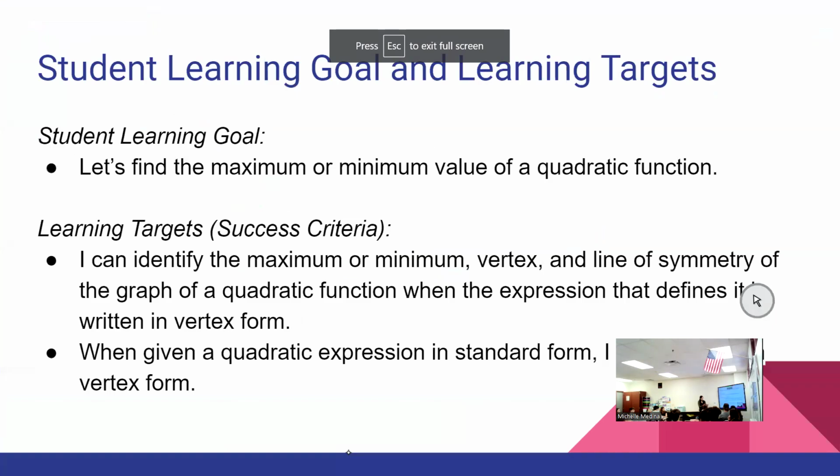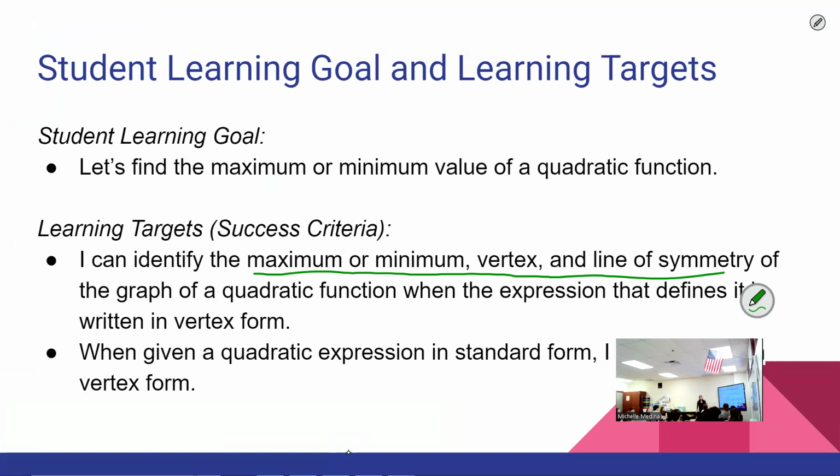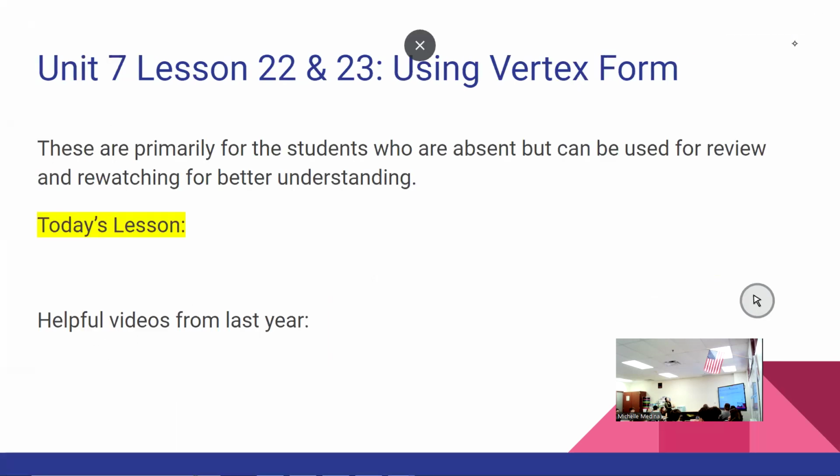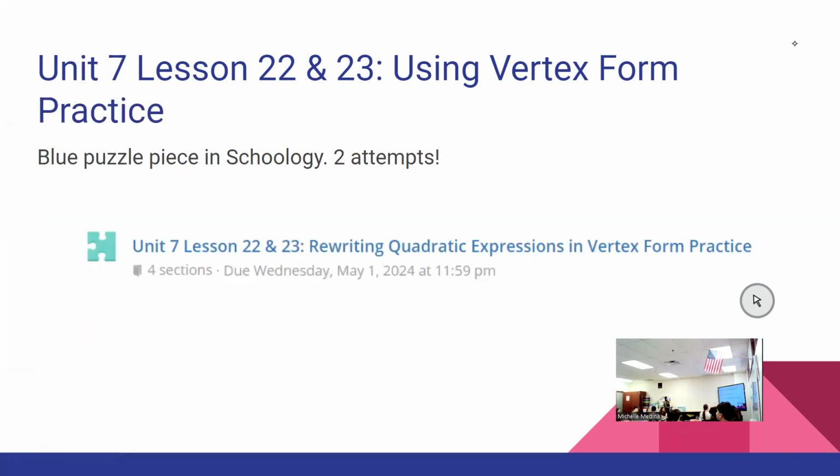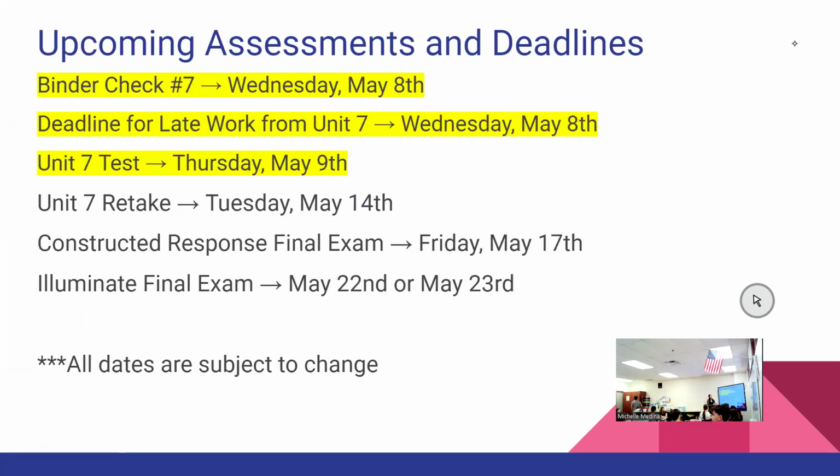By the end of the lesson, you should be able to identify all these different things, most of which we already did in the warm-up without graphing, and then be able to convert standard to vertex, vertex back to standard, and all of that stuff for rewriting. I'm recording right now, so if you're ever absent, if you ever want to refresh your memory on what we've already learned, check the slides. Puzzle piece is this one, 22-23 practice.